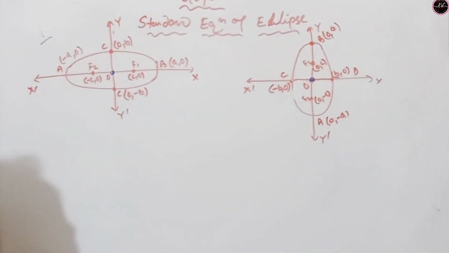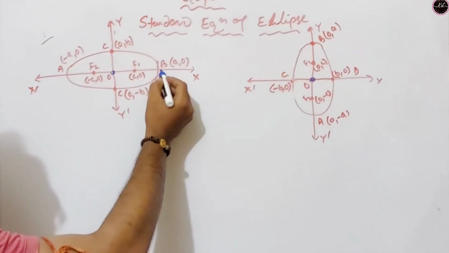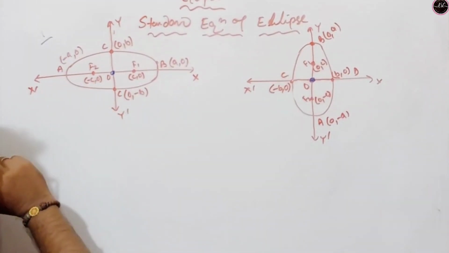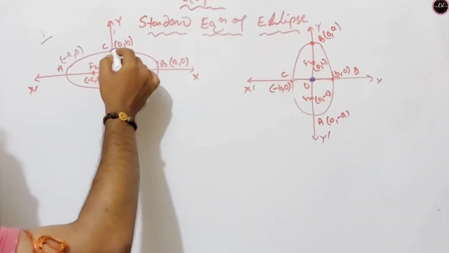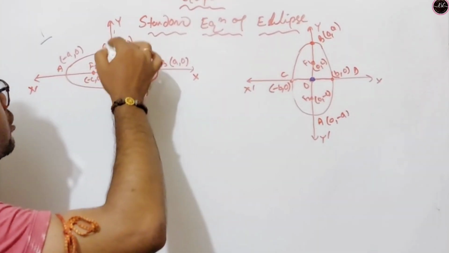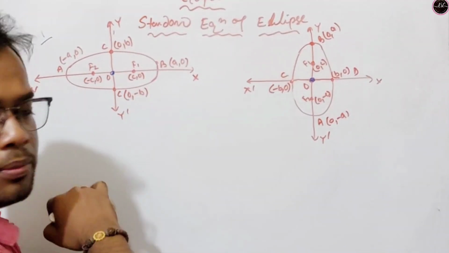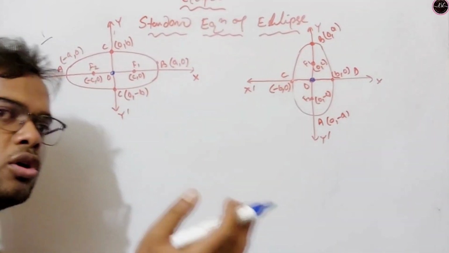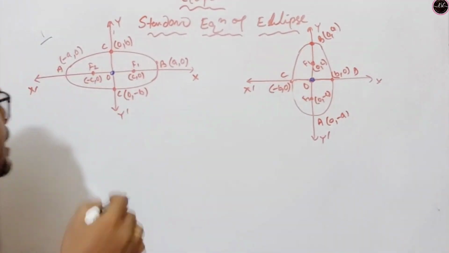Okay, then the vertices coordinate is here, this is the distance a, so (a, 0), and here also a, so this is (-a, 0). Okay, and the coordinate of C will be (0, b), as the distance of OC is b, and here will be (0, -b). Okay, and the focus, as the distance is c, and as it is on the x axis, the coordinate is (c, 0) and here (-c, 0).